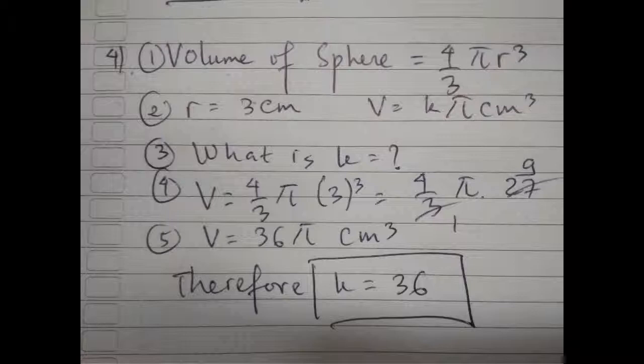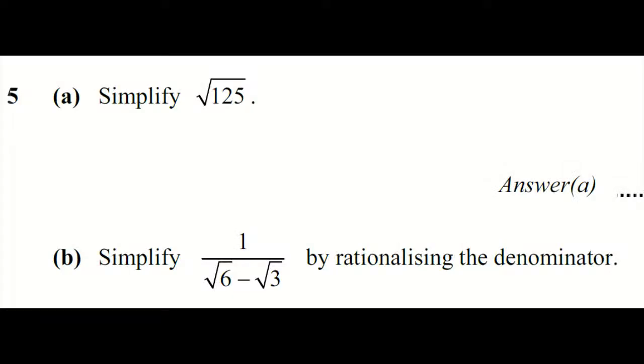So, what do we get? 4 over 3 pi times 3 cubed, which is equal to 27. So, we get 36 pi centimeter cubed. Therefore, k is equal to 36. I think this one is easy. And then we move to number 5 here.